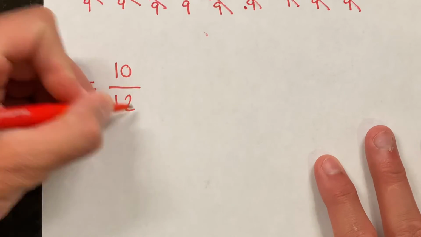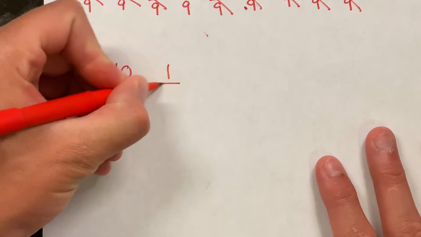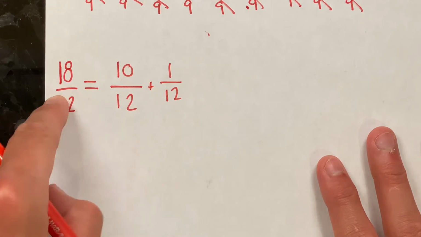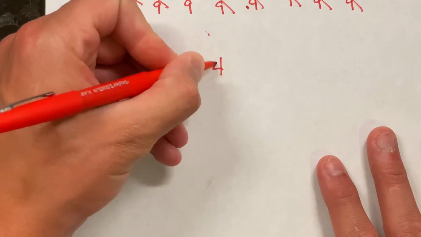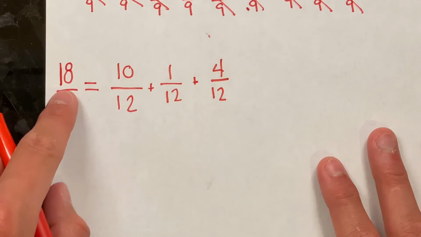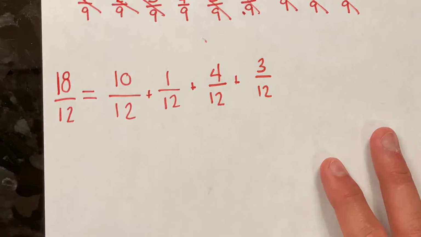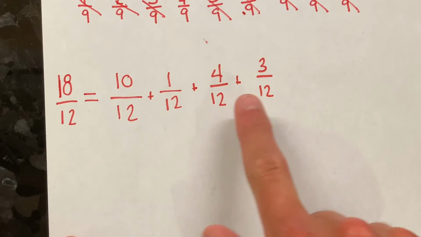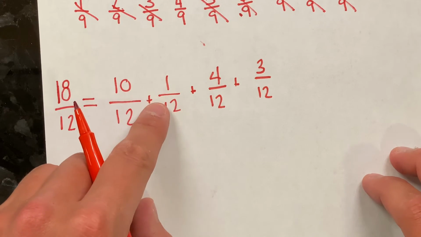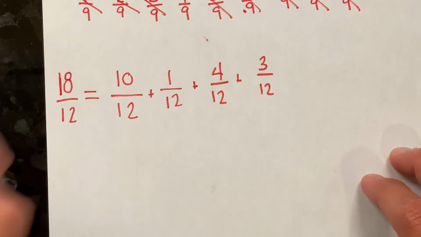10 twelfths so far. Of my 18 twelfths, I've pulled out 10. Well, I'm going to pull out one more. 10 twelfths plus 1 twelfth leaves me with 11 twelfths. I could still do more. 4 twelfths plus 1 twelfth is 5 twelfths plus 10 more is 15 twelfths. Well, why don't I just make this 3 more? And here I've decomposed 18 twelfths 1, 2, 3, 4 times. I've pulled out 4 parts from that total. 10 plus 1 is 11. 11 plus 4 is 15. 15 plus 3 more is 18. If it adds back up, I'm all set.